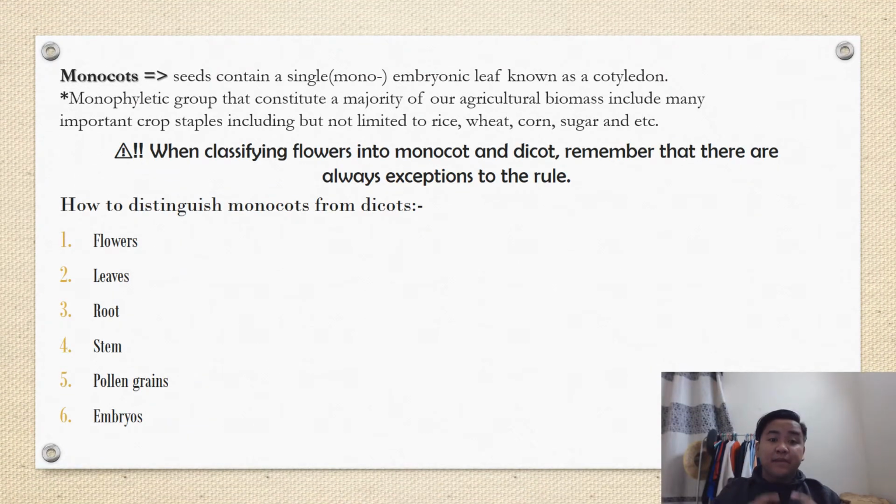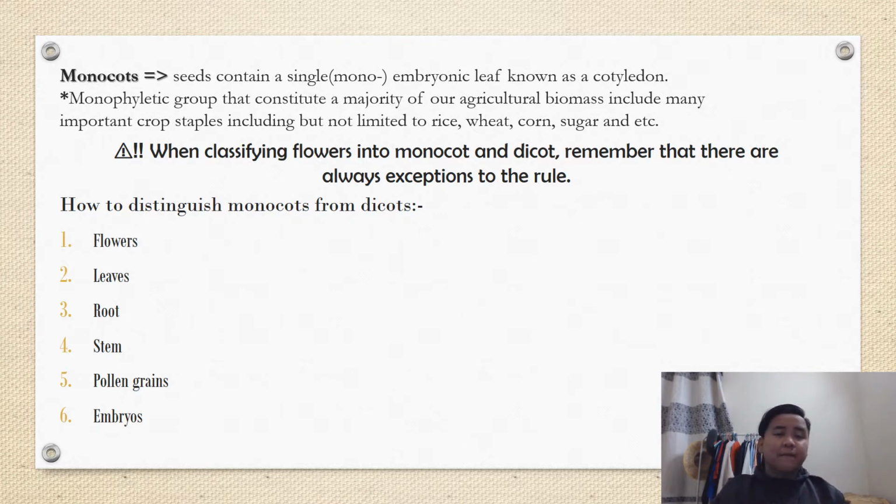Monocots, as the name implies, are defined by having seeds that contain a single embryonic leaf known as a cotyledon. This is a monophyletic group that constitutes a majority of our agricultural biomass and includes many important crops and staples, including but not limited to rice, wheat, corn, sugar, and others.